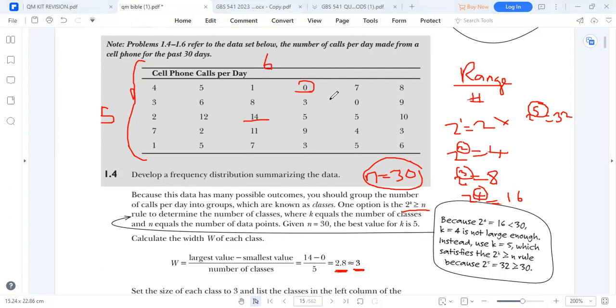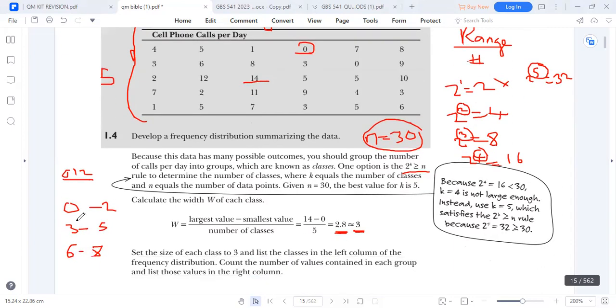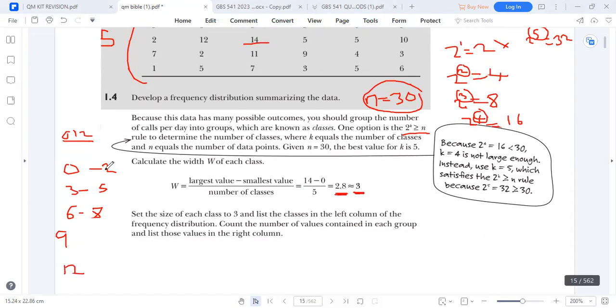So in this case, we're going to say 0, 1, 2. These are in one class because we're talking about a width of 3. So 0 to 2, and we go to 3 to 5, 6 to 8. The 3 numbers here. So for you to know the class width of 3, you just start at 0 and add 3. 3 plus 3, 6. 6 plus 3, 9. 9 plus 3, 12. And here 2 plus 3, 5. 5 plus 3, 8. 8 plus 3, 11. 11 plus 3, 14.